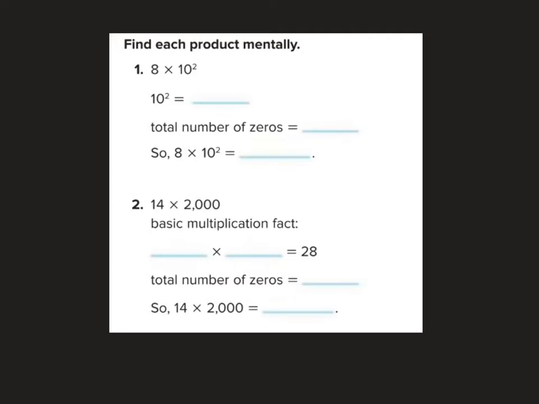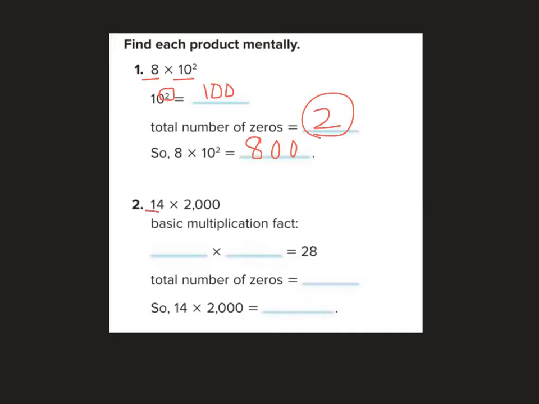It says find each product mentally. First I'm looking at 8 times 10 to the second power. 10 to the second power is worth 100, or 1 with 2 zeros, so the total number of zeros is 2. So 8 times 10 to the second power is that 8 with 2 zeros, 800. Really I was doing 8 times 100, so it's 800. This is just a different way of thinking of things.